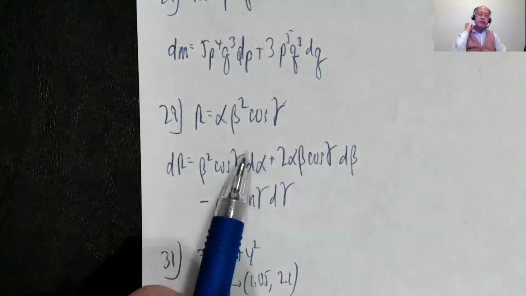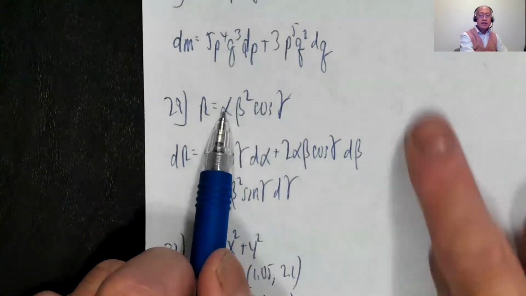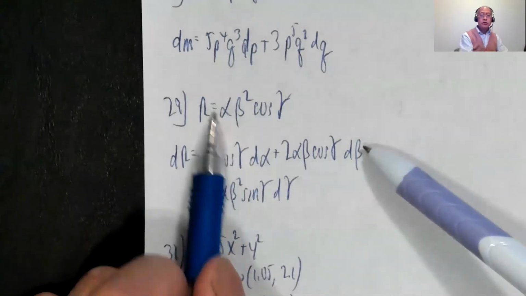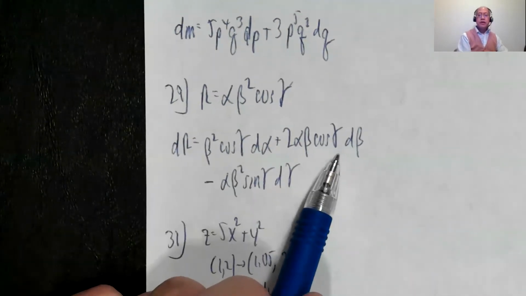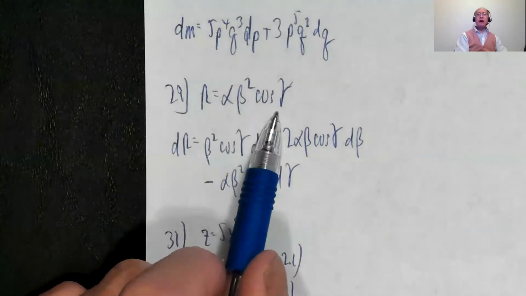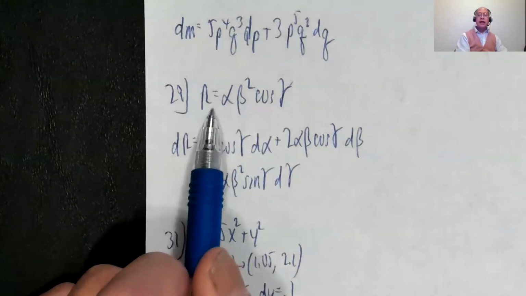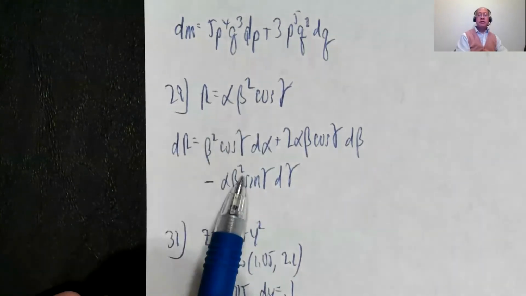Okay. Then I take the derivative with respect to beta. That's constant. That's constant. So 2 alpha beta cosine gamma d beta. And then I differentiate with respect to gamma, constant, constant. So negative alpha beta squared sine gamma d gamma.